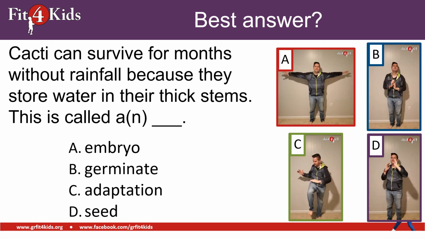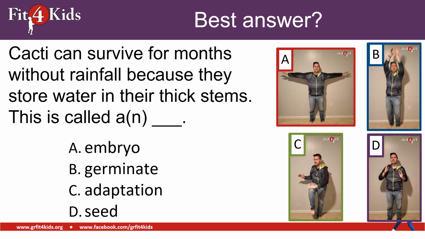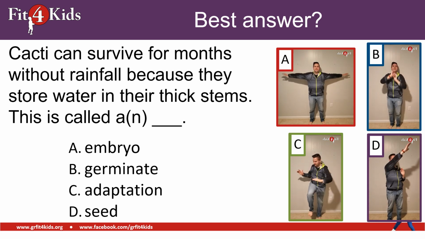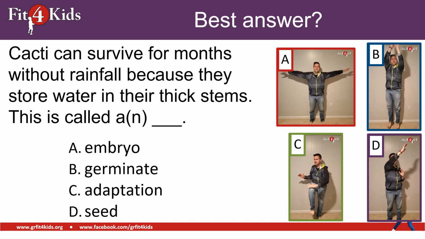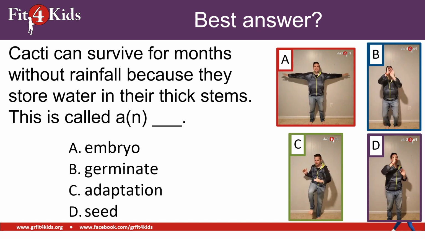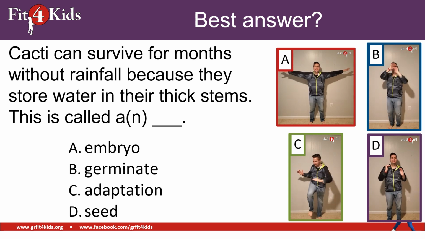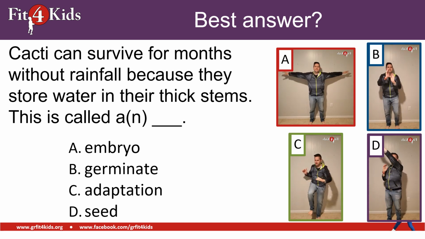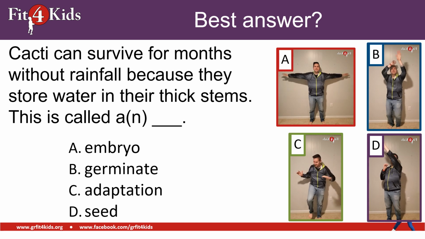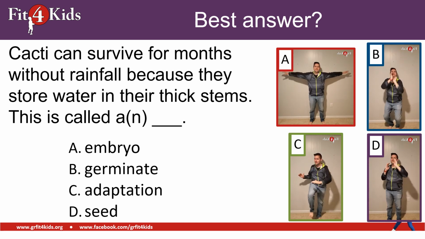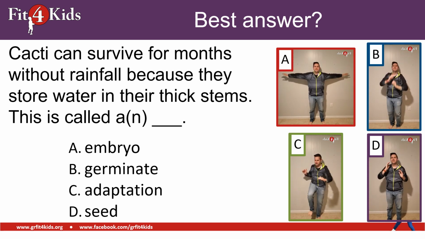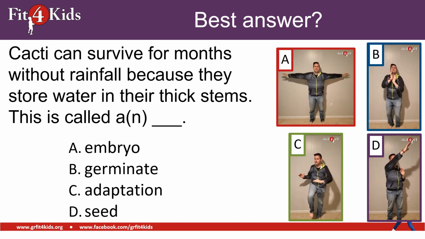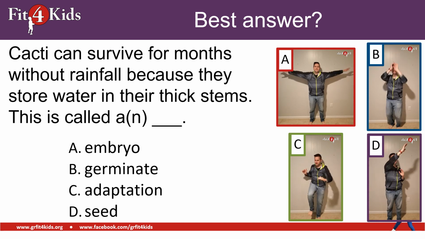Cacti, which is the plural of cactus, can survive for months without rainfall because they store water in their thick stems. This is called a blank. A, embryo, B, germinate, C, adaptation, D, seed. This is C, adaptation, cross crawls. The adaptation is the fact that they can store this water in their thick stems. They've adapted to life in the desert.